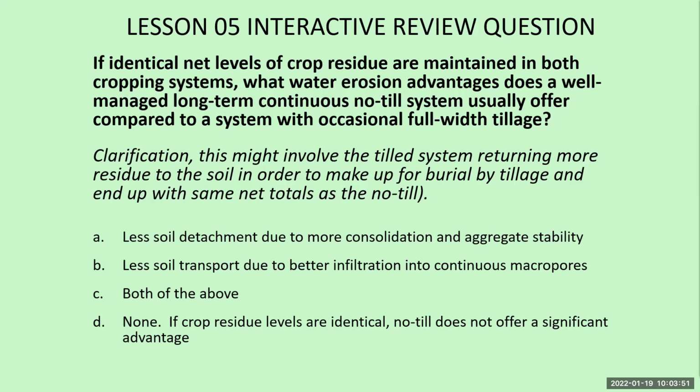Even if residue is the same in two systems, if we have a well-managed, very low disturbance system versus one that has periodic disturbance, we should get less soil detachment due to more consolidation. That's something that RUSLE2 tries to account for. And we should get less soil transport due to better infiltration, right, in the real world. And RUSLE2 at least is supposed to be able to account for these things. It's not just a simple model that looks at residue amounts. So the right answer is both of the above. Residue is crucial, but we think that making soil sponge underneath has an additional advantage.